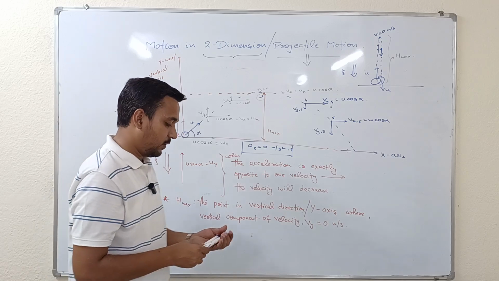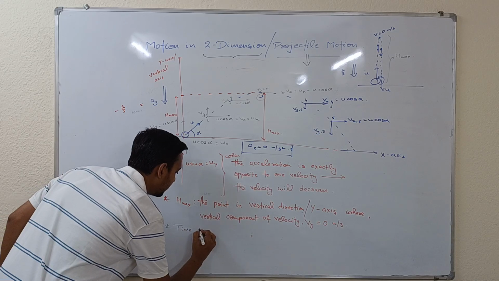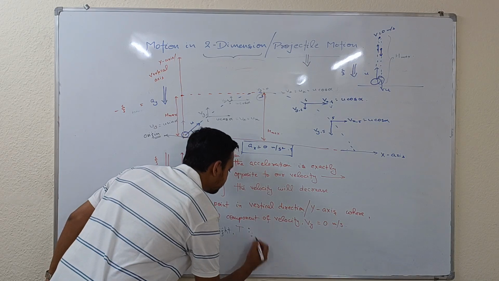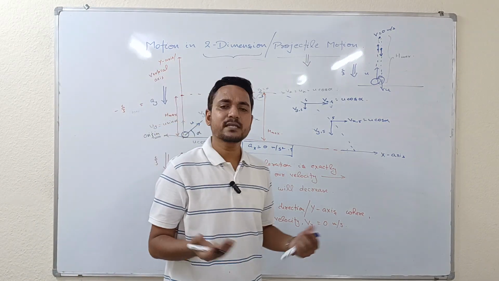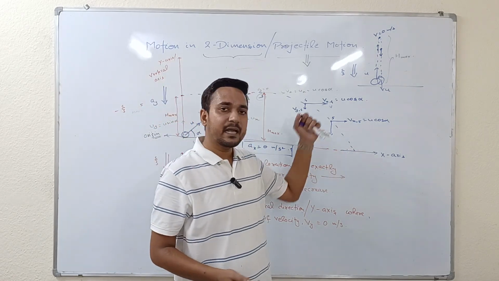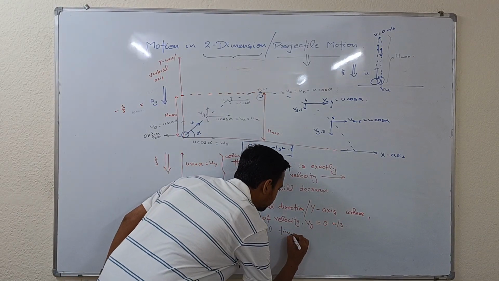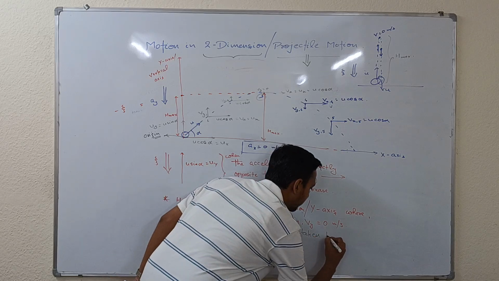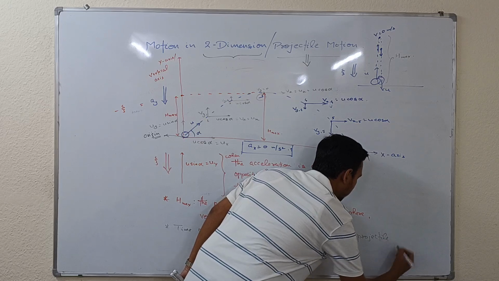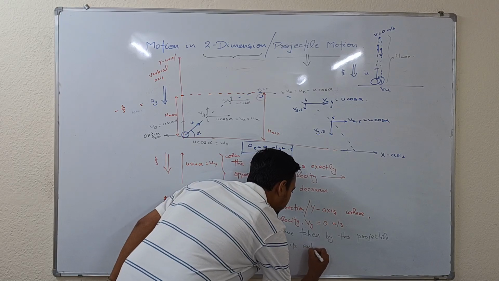Now we come over time of flight. So what is the time of flight? We represent it as capital T. According to you, what is the time of flight? That is nothing but the total time taken by the projectile to cover its entire path.